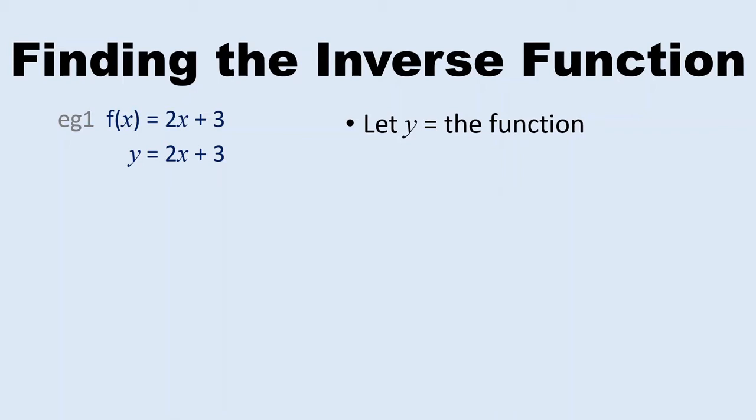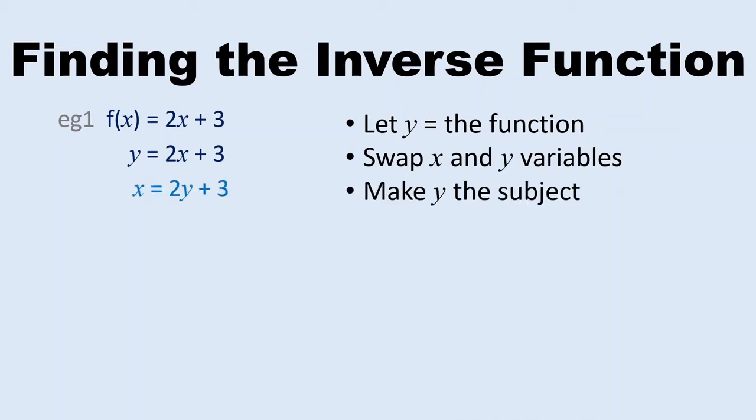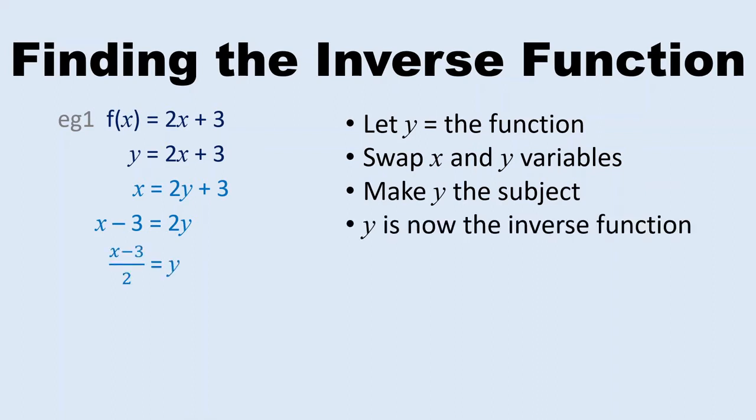And because I want to write the inverse function, I'm going to swap my variables around. Instead of y, I'll write x. Instead of x, I'll write y. Now, let's make y the subject. And by doing that, remember, we're undoing the operations. Instead of adding the 3, I take it to the other side and I subtract the 3. Instead of multiplying by 2, I take it to the other side and I divide by 2. Now that I've got y on its own, y is the inverse function.